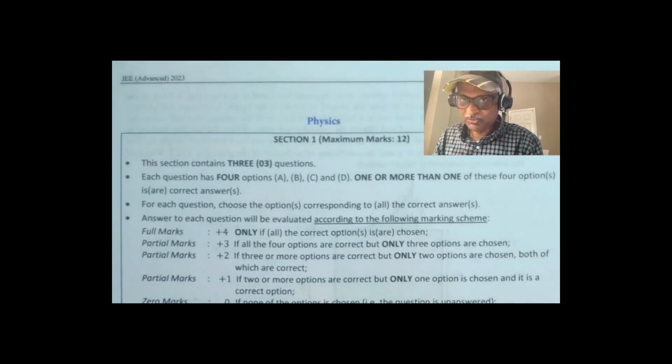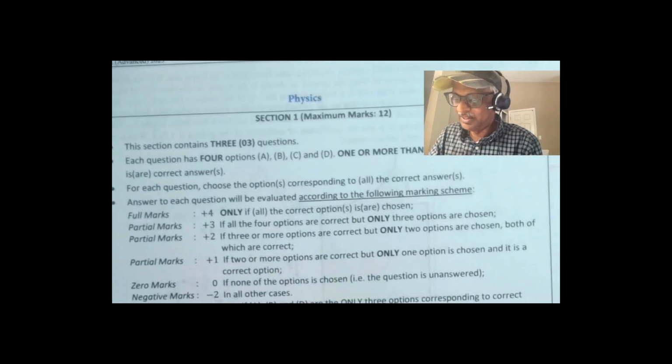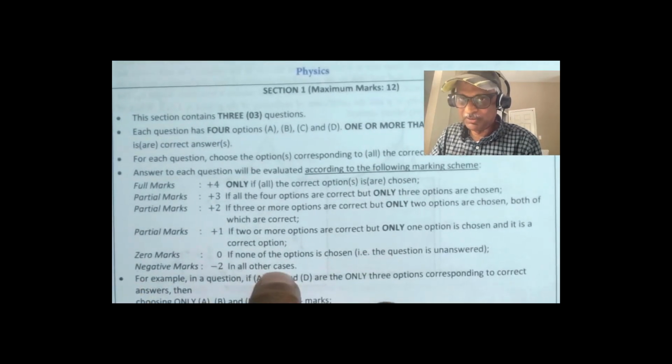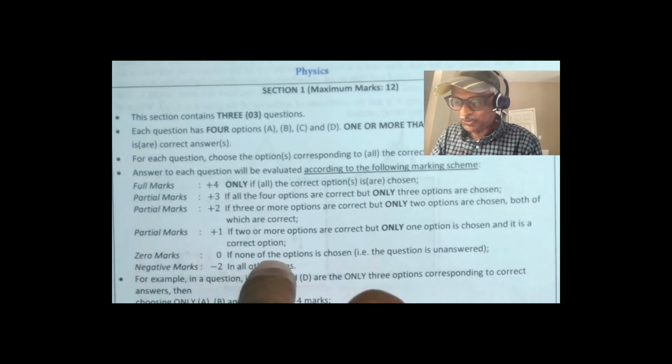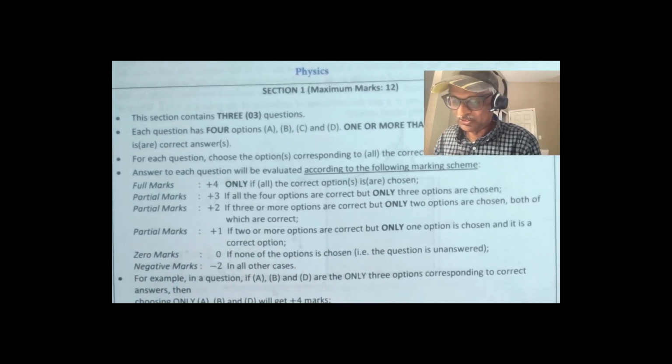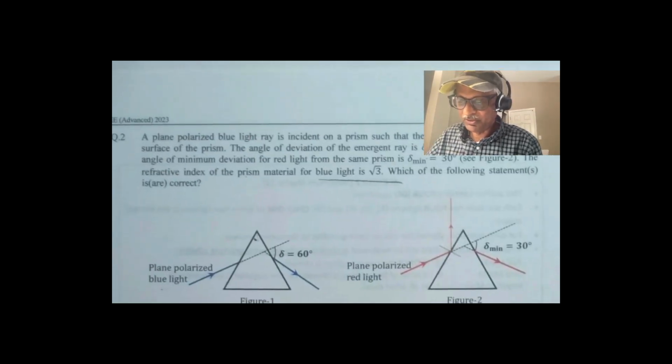And section 1 is of course especially tricky, because there is negative marking, so you got to be careful. It's better not to answer than answer wrong. So you only answer what you really know. All right, so I've done problem 1 and problem 2 in another video.